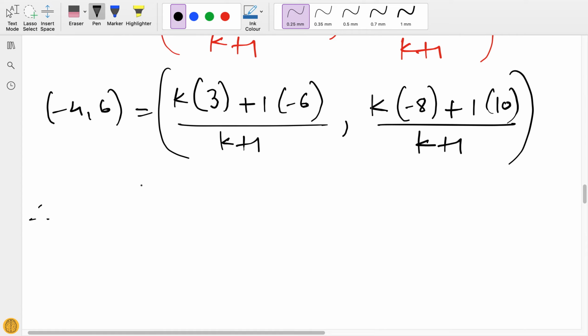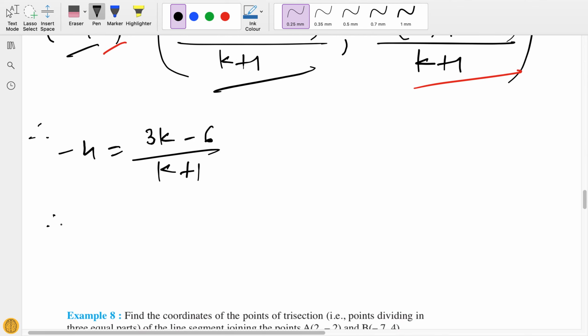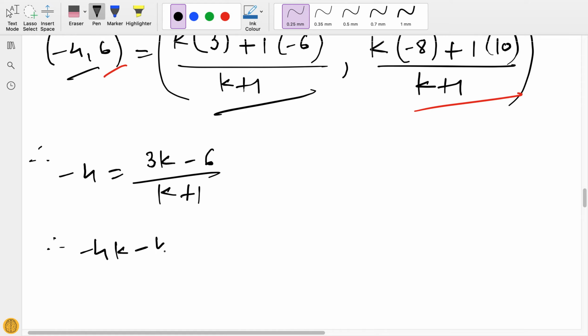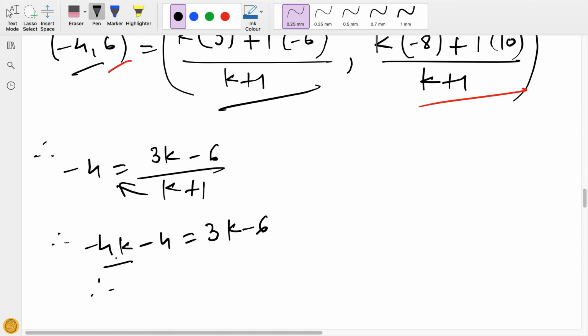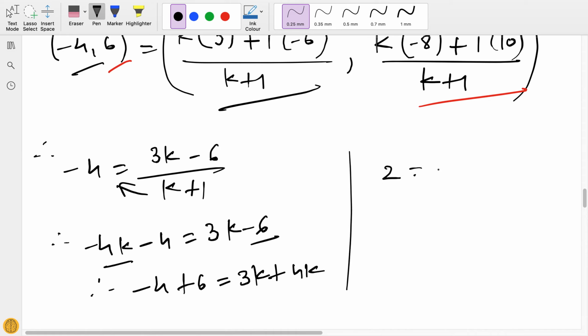So let's equate the x coordinate with the x coordinate and the y coordinate with the y coordinate. Minus 4 will be equal to 3k minus 6 upon k plus 1. Let's solve: multiplying with the denominator, minus 4k minus 4 is equal to 3k minus 6. If we send minus 4k to the right side and minus 6 to the left side, then minus 4 plus 6 is equal to 3k plus 4k. So 2 is equal to 7k, so k is 2 is to 7.